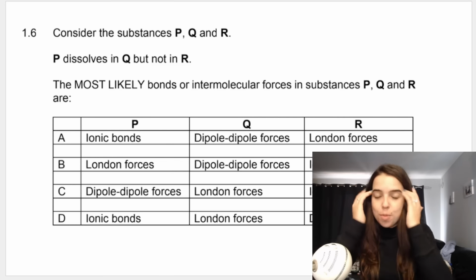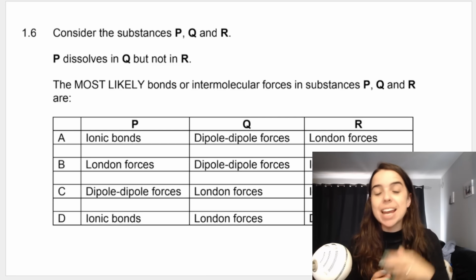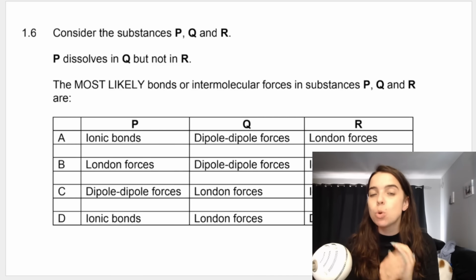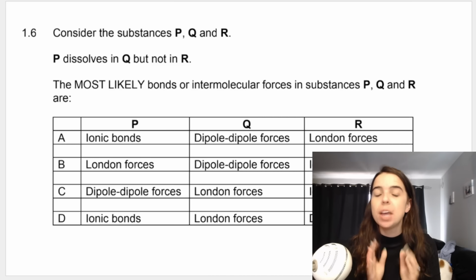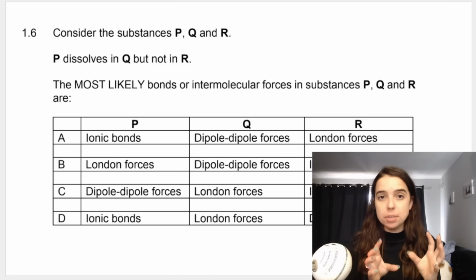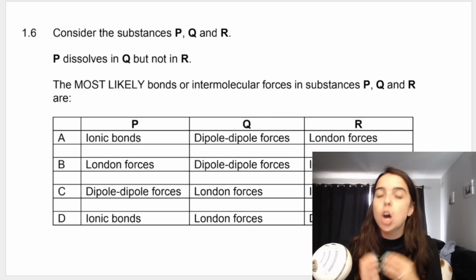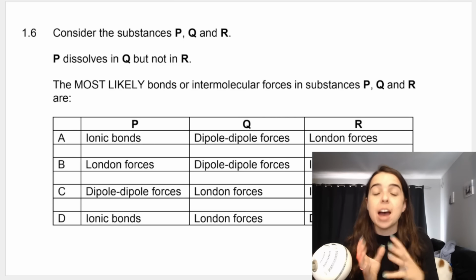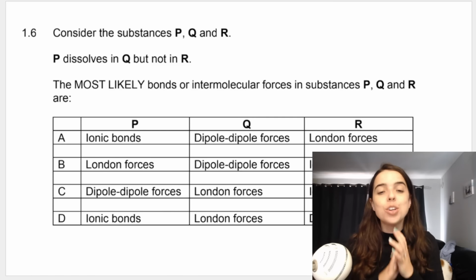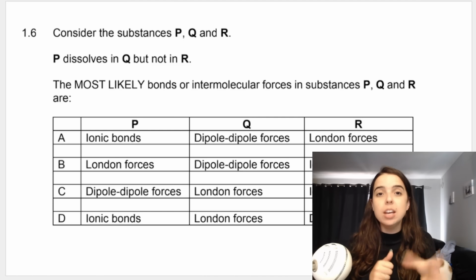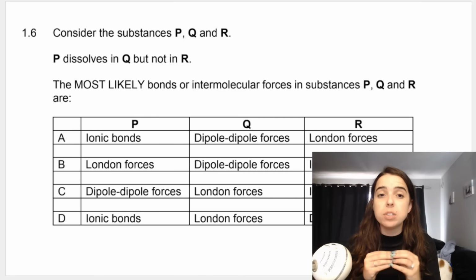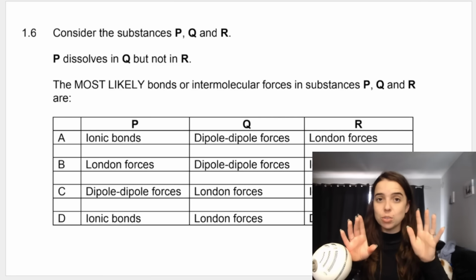What is important to remember before answering this question is that like dissolves in like. It's called the general solubility rule. And what that means is that substances with similar strengths of intermolecular forces will dissolve in others that have the same type of strength. So as you should know, London forces, that's the intermolecular forces that occurs between non-polar molecules.